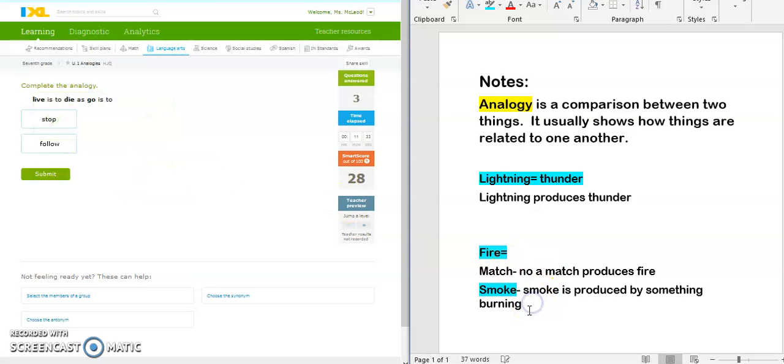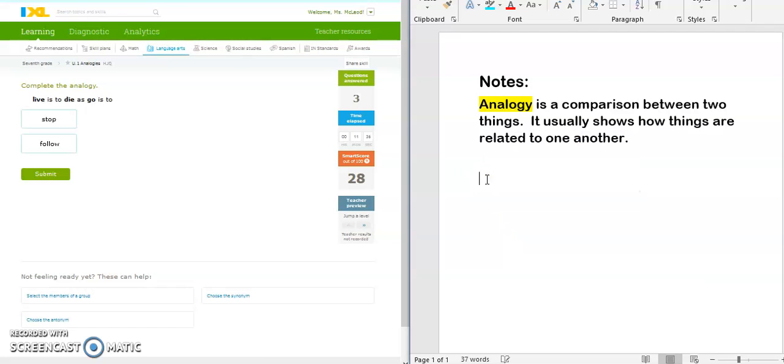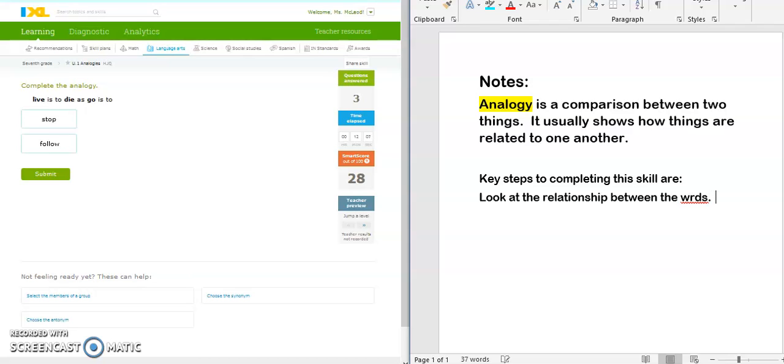So use my notes just like I did. Your key steps to completing this skill are: look at the relationship between the words. So you're going to look at your relationship between the words.